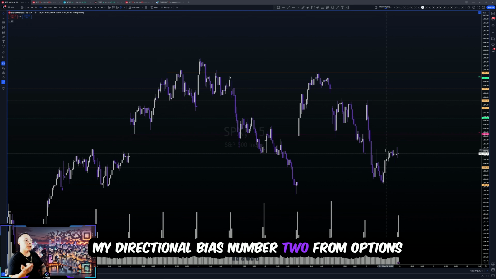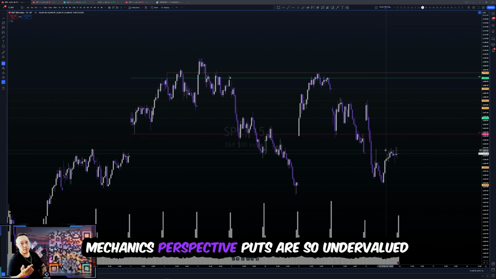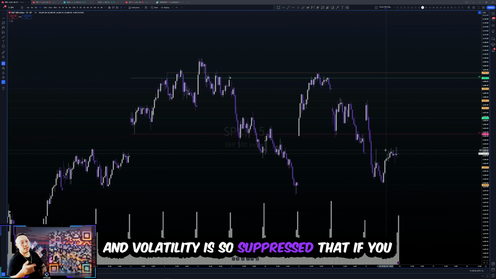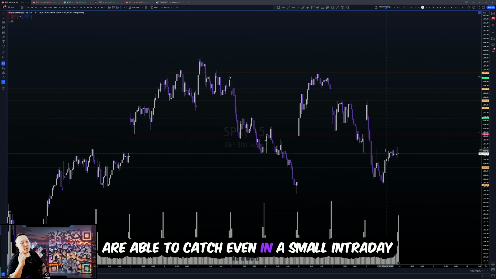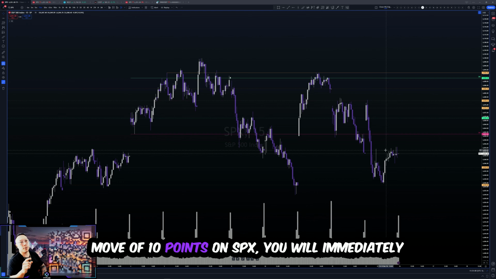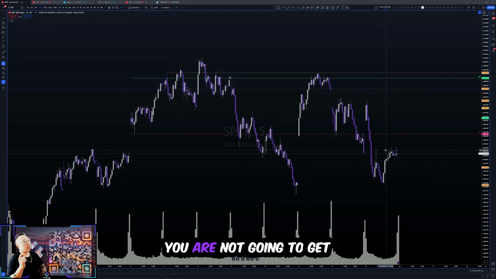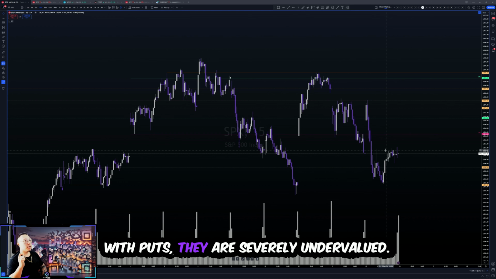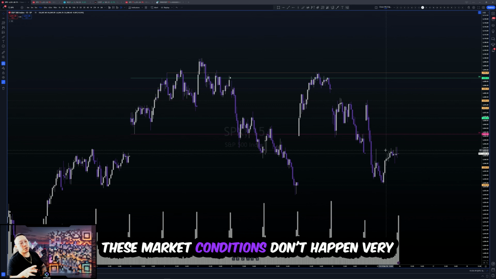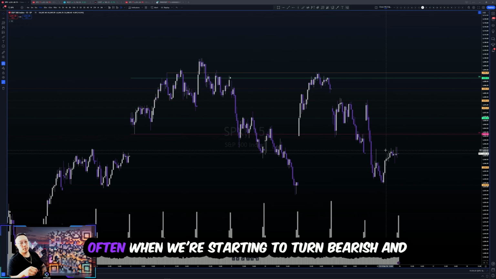Okay? Number 2, from an options mechanics perspective. Puts are so undervalued and volatility is so suppressed that if you are able to catch even a small intraday move of 10 points on SPX, you will immediately see 100% plus on your puts. You are not going to get the same thing on calls, okay? And they're already priced out. With puts, they are severely undervalued. These market conditions don't happen very often.